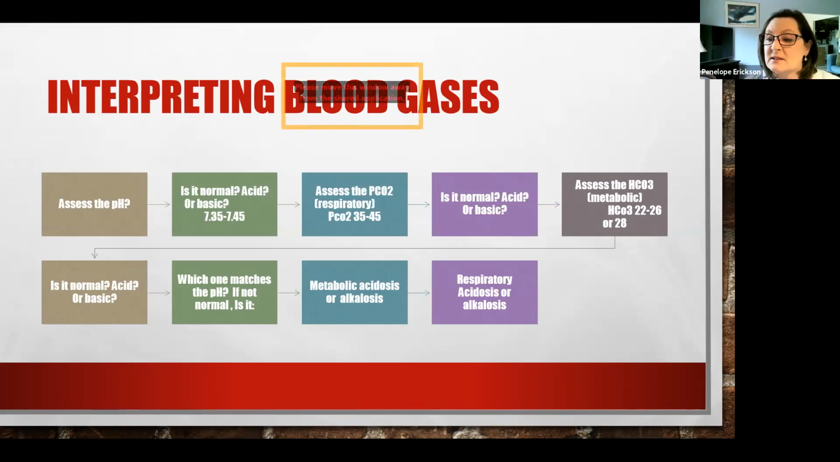It has this like 8 or 10 step process of look at the pH, then look at the CO2, then look at the bicarb, then look at the relationship and determine what kind of acidosis or alkalosis you have, and then determine if there's compensation. So we're on the next step. We're looking at the bicarb. What are the kidneys doing?